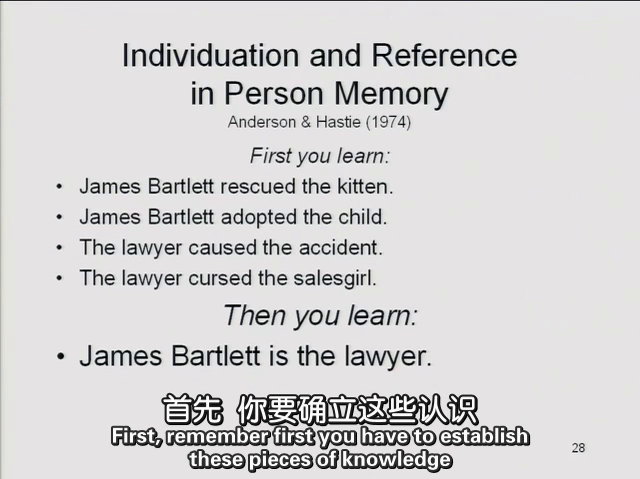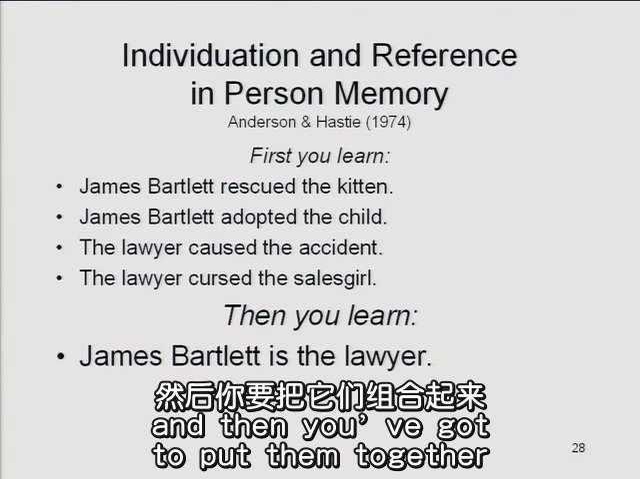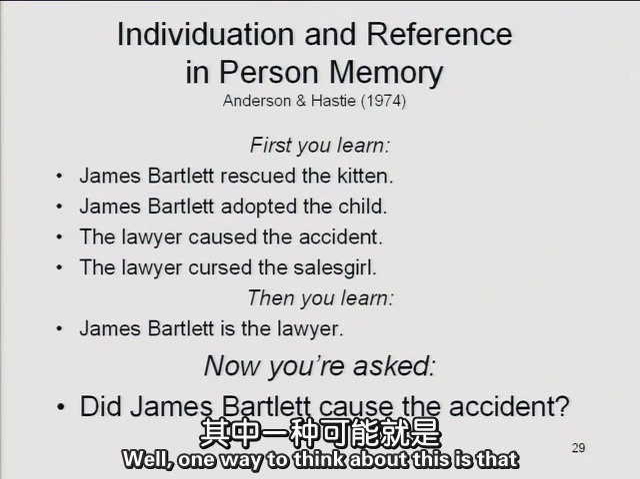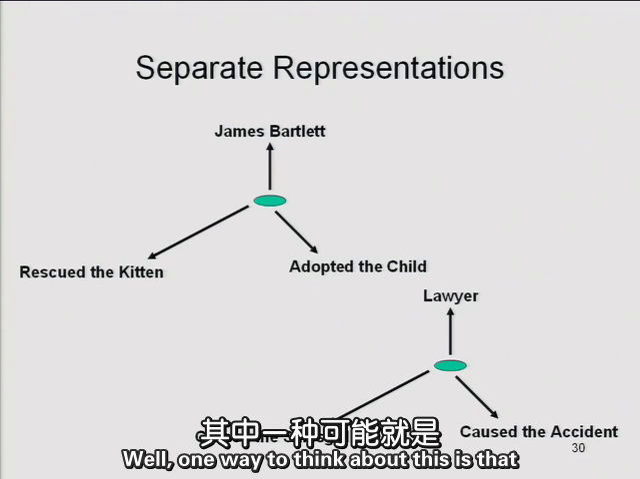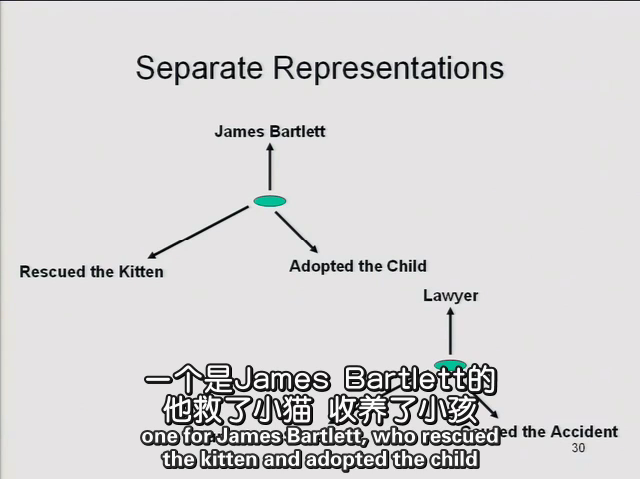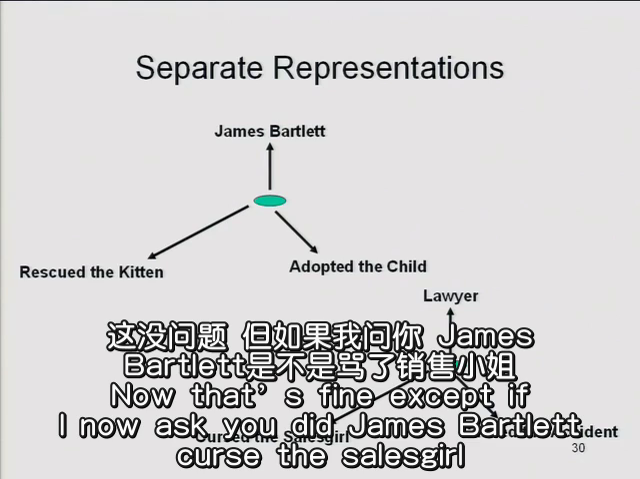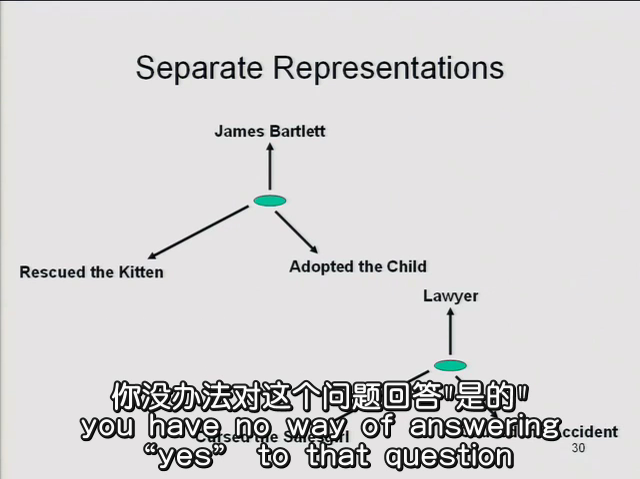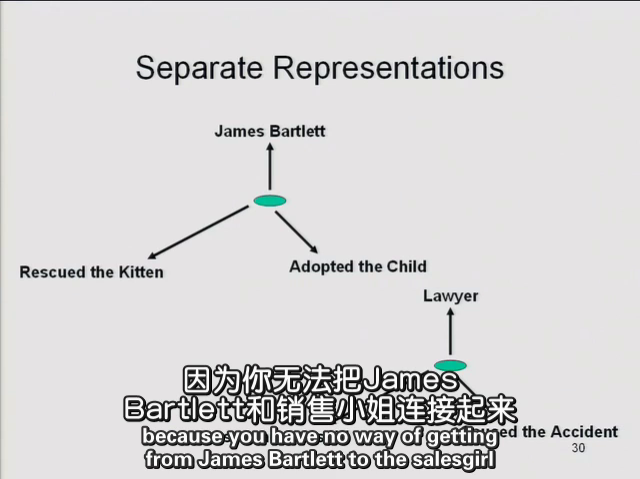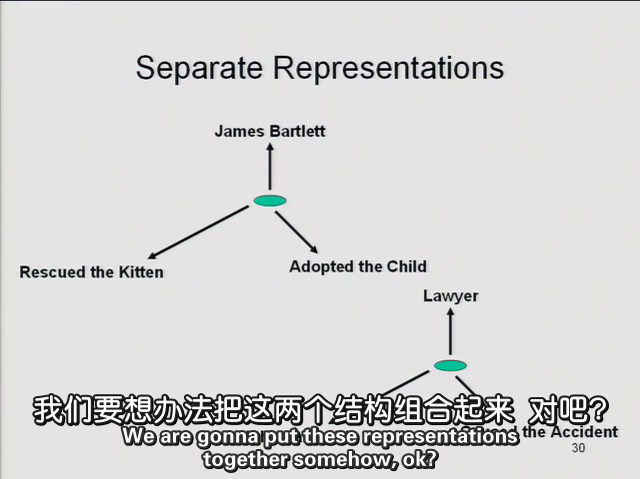First you establish these pieces of knowledge, and then you have to put them together. Well, one way to think about this is that we've just got two separate representations. One for James Bartlett, who rescued the kitten and adopted the child, and one for the lawyer who cursed the salesgirl and caused the accident. Now that's fine, except if I now ask you, did James Bartlett curse the salesgirl? You have no way of answering yes to that question because you have no way of getting from James Bartlett to the salesgirl.